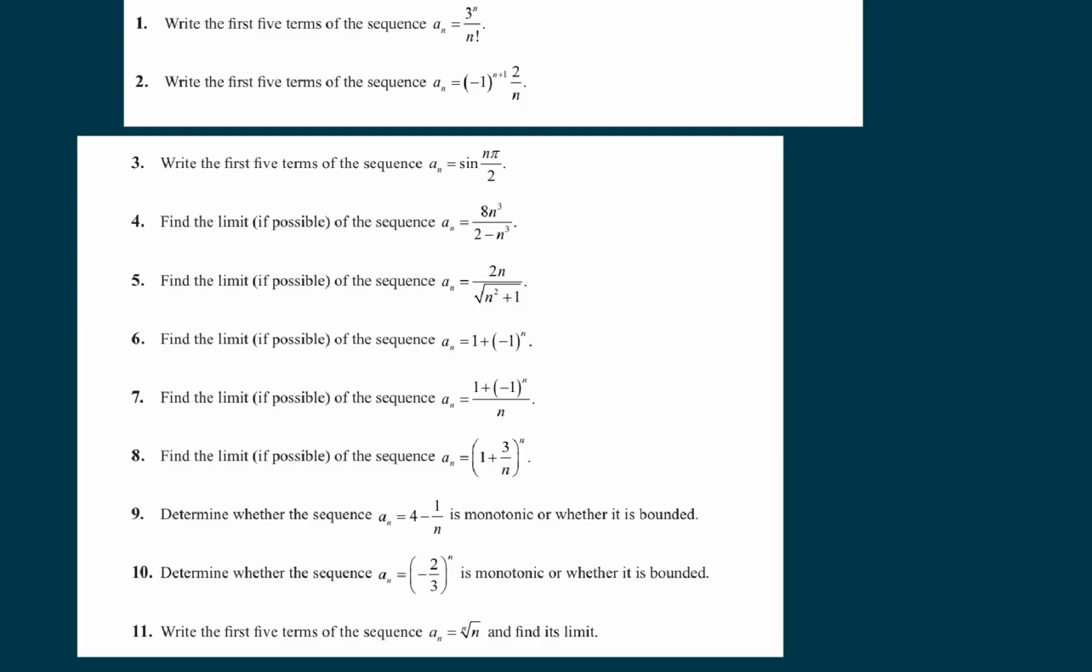Welcome back. This is Problems About Sequence. This is lesson 16, and we are going to solve these 11 problems about sequence.